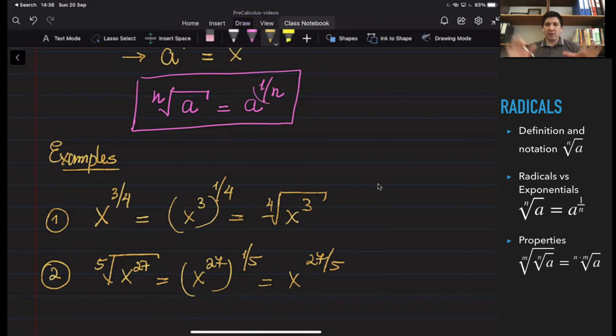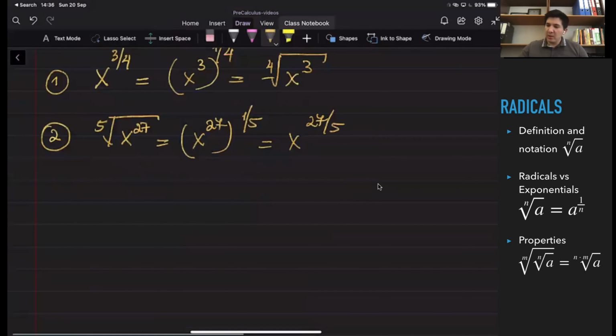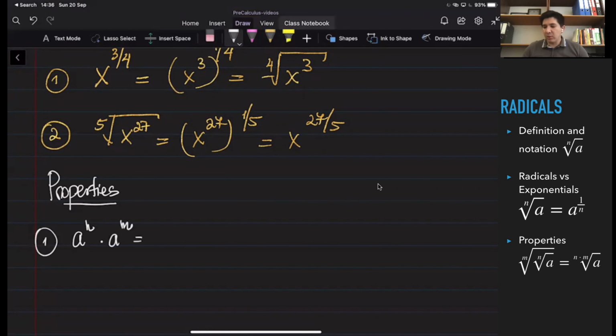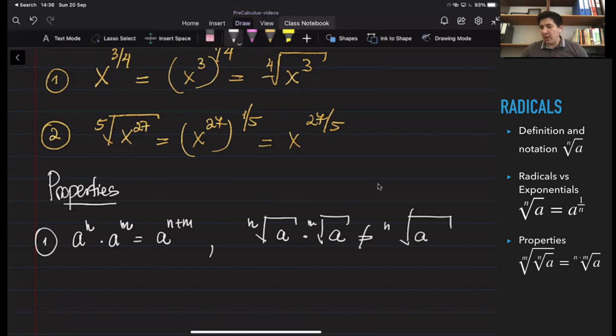So let's talk about the properties of the radicals. Previously, the property for the exponential was a to the power of n times a to the power of m is equal to a to the power of n plus m, which doesn't work for the radicals. So basically, if you have the n-th root of a times the m-th root of a, this is not going to be equal to the (n plus m)-th root of a. So let's see why.